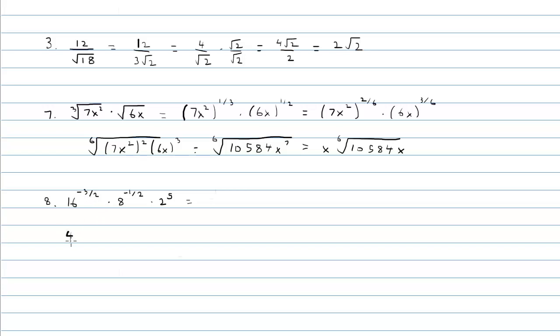So I'm going to do the square root part first. So we have 4 to the negative 3. Cube the 4, you get 64. And then when we flip it, we get 1 over 64.